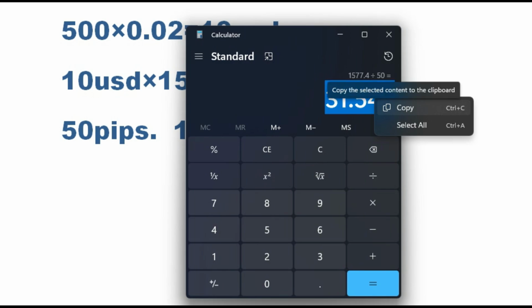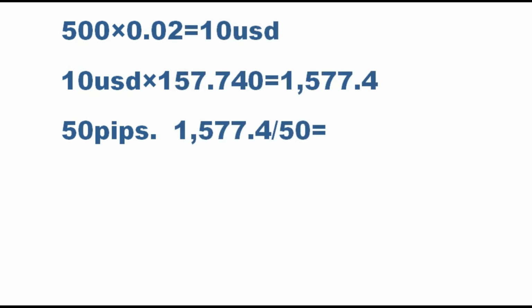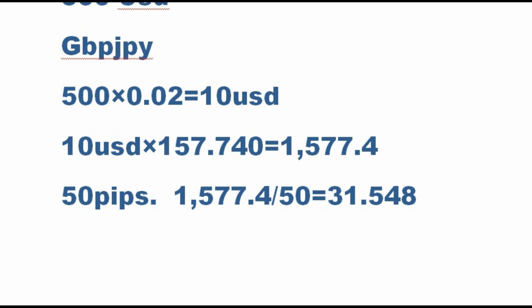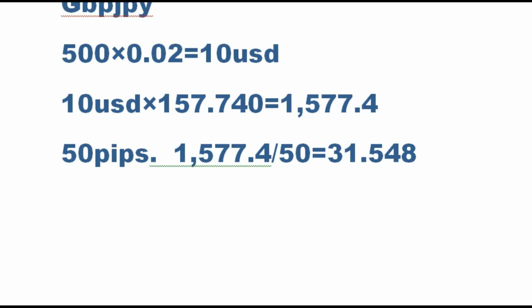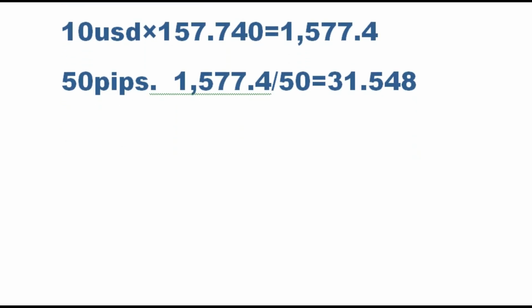So let's copy this. This is the pip value. That means for every pip that price goes up and down, each pip value is going to be 31.548 in Japanese yen. When you are trading GBPJPY, you make a profit and you make a loss in Japanese yen. That's the reason why you need to first convert everything into Japanese yen, to make sure you apply the correct position sizing. So this is the pip value.